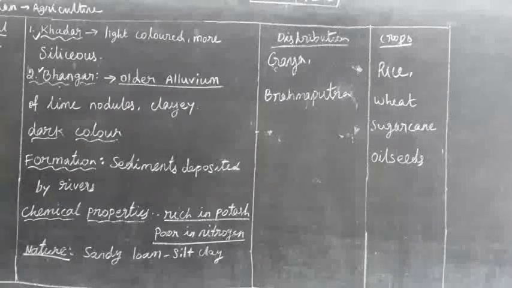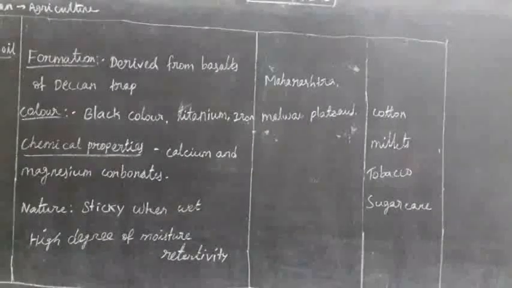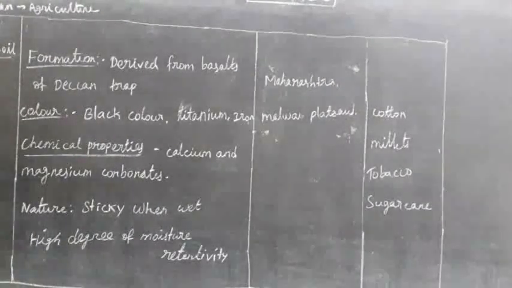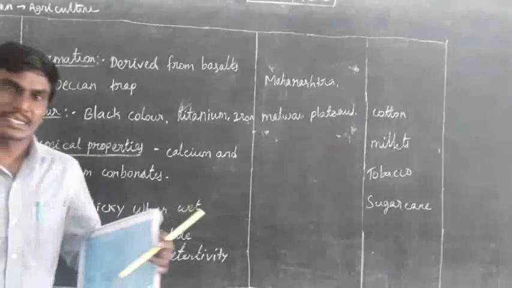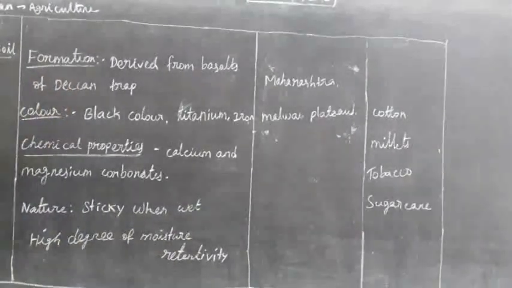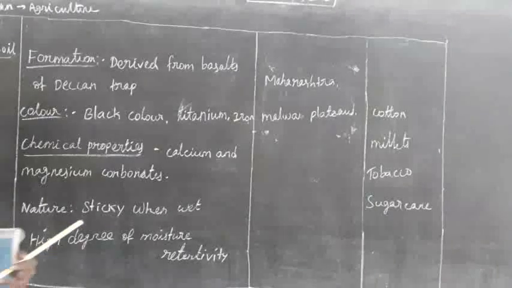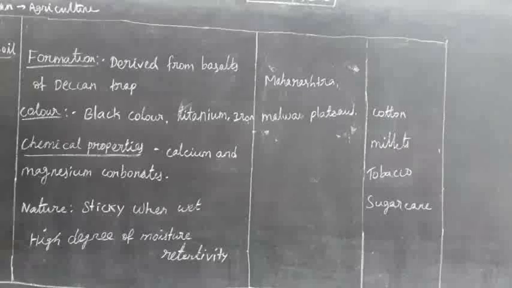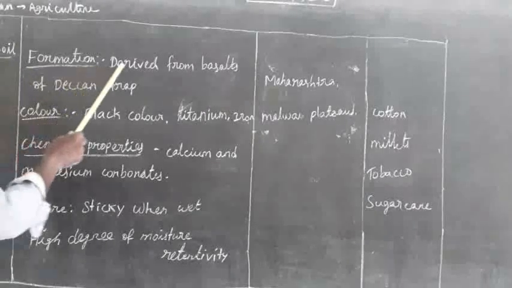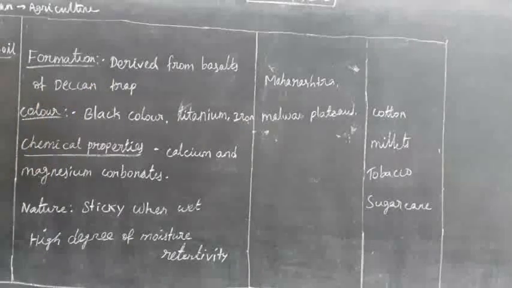Next category is the black soil. Alluvial soil is mainly along the riverland side. The black soils are found in the Deccan Plateau, Maharashtra, and these areas. For the characteristics, the formation is derived from the basalt of the Deccan trap.